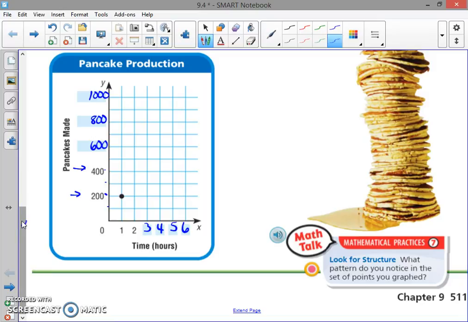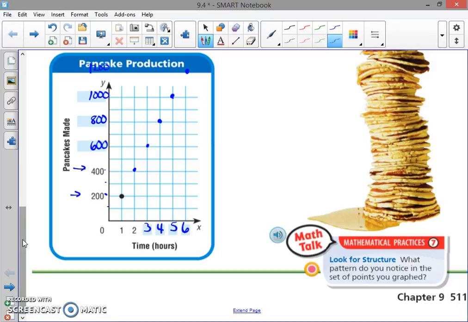So we know 1 hour is 200 pancakes, 2 hours is 400, 3 hours is 600, 4 hours is 800, 5 hours is 1,000. Huh, so we put a 6 there. I wonder what the 6th one would be. Are you thinking? Keep thinking. What would the 6th one be? We're going up by 200 every single time. So I'm thinking the 6th one would be 1,200 if we were to extend this out. Anyway, just a little aside. Okay, great. So that's how you would plot the points.